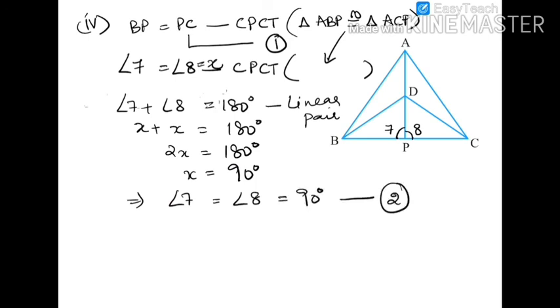Mark this as 2. So from 1 and 2, what can we infer? BP equal to PC and angle 7 and 8 are 90 degrees. So this implies that AP is a perpendicular bisector of BC.